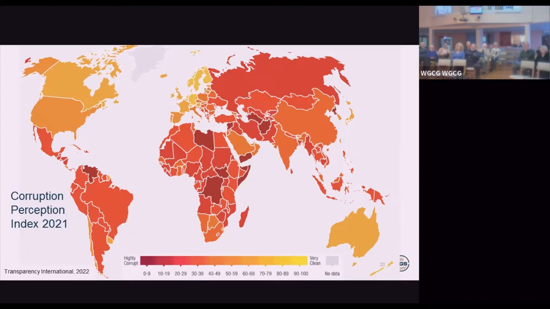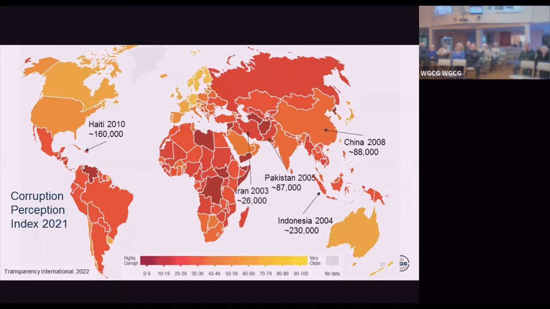In case you wanted to know, the least corrupt countries in the world at the moment are countries like New Zealand, Finland, Denmark, Sweden, Norway, Scandinavian countries, and New Zealand. Probably not a surprise to many of us. The most corrupt countries in the world at the moment are countries like Somalia, Syria, Afghanistan, also probably not a surprise. But what matters is this. These are the five most fatal earthquakes this century, since the year 2000. And they all happen in red countries, red or orange countries.